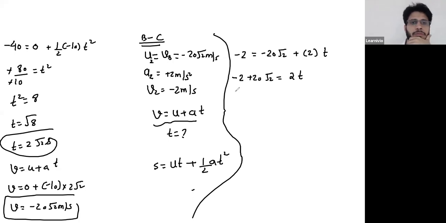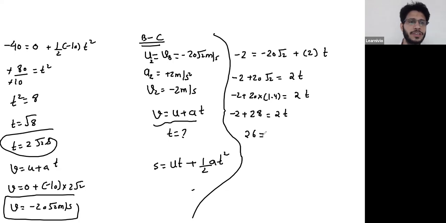So this is minus 2 plus, I can substitute the value of root 2. Root 2 is 1.414, so let's keep it as 1.4, it's 2t. If I multiply 1.4 into 20, it's minus 20 plus 28, which is equal to 2t. So this is 26 equal to 2t. Your t comes out to be 26 by 2. Your t comes out to be 13 seconds.